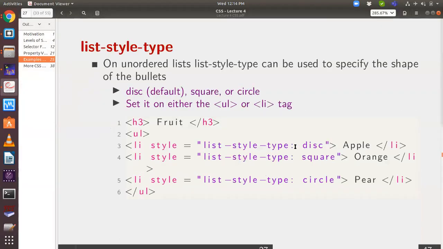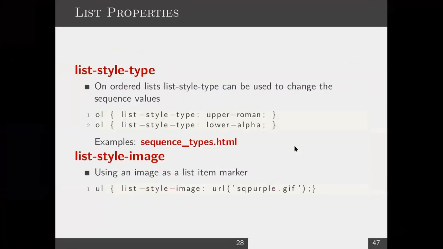So you can define these types. Then let's look at the list style type. And this can also be used in ordered lists. So if you wanted your ordered list to have a type upper Romans, a type lower alpha, you could also use the list style type. So here is our example, and let's go to a file called sequence types.